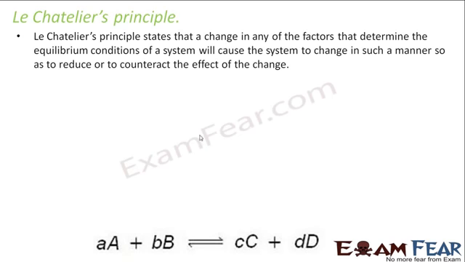It says that if a system is in equilibrium, for example, A plus B is my reactant and C and D are my product, and I change any of the factors that determine equilibrium, for example pressure, temperature, volume, then the system will react in such a way that it counteracts the effect of the change. But something like a catalyst doesn't determine the equilibrium. It doesn't matter which catalyst you add, the equilibrium won't be impacted. So if you change any of those factors, the system will minimize the effect of the change. It will revert the change.